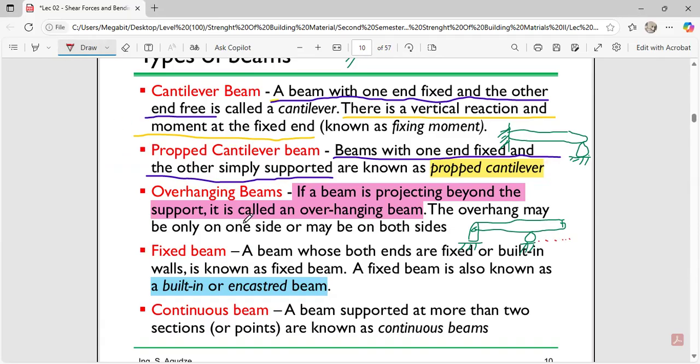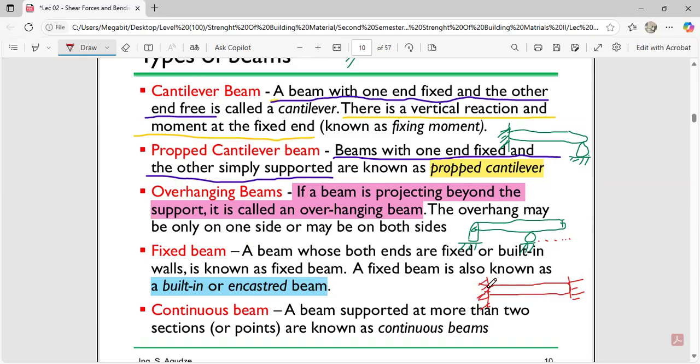And in the fixed beam, a beam whose ends are fixed or built into a wall is known as a fixed beam. A fixed beam is also known as a built-in or encastre beam. Such beams may also be in a form like this. You can see that both ends are fixed, so they are going to be classified as this. Both ends are fixed, and this kind of beam does not permit any movement.